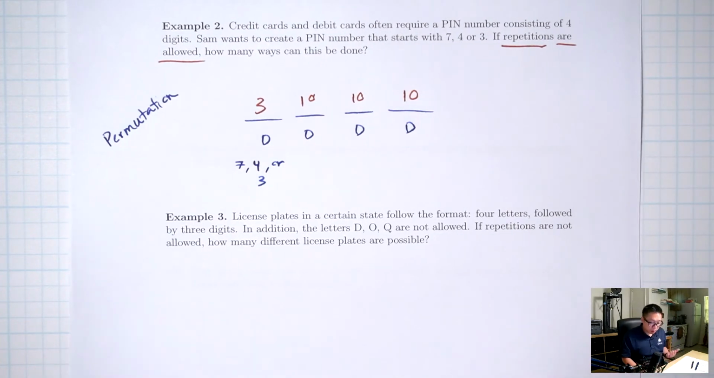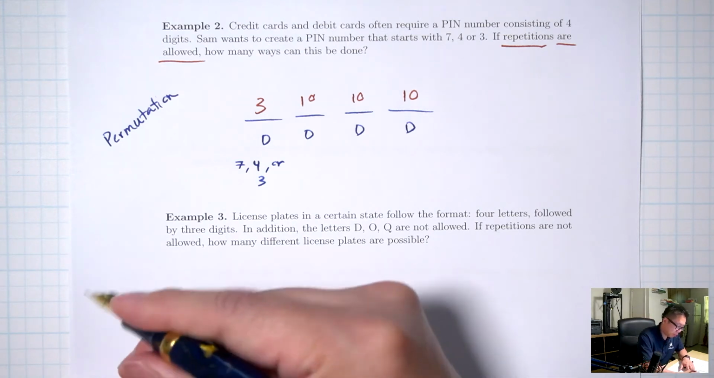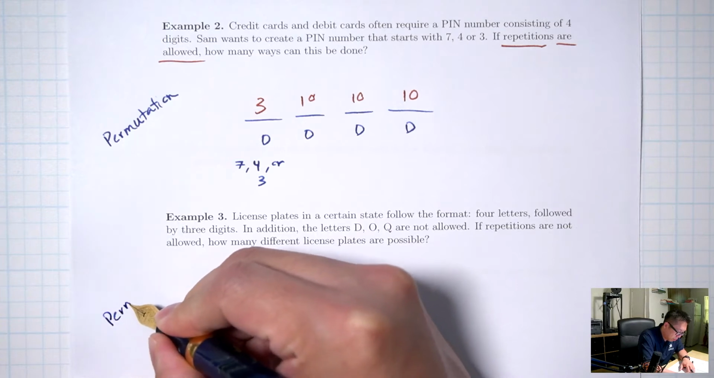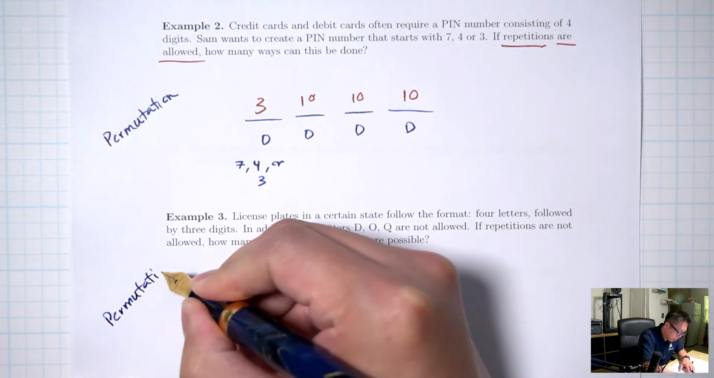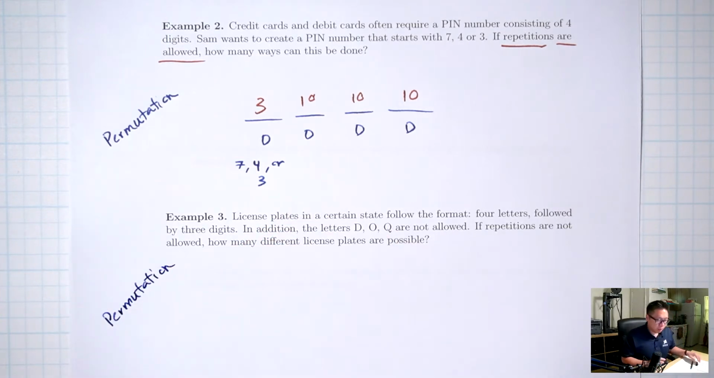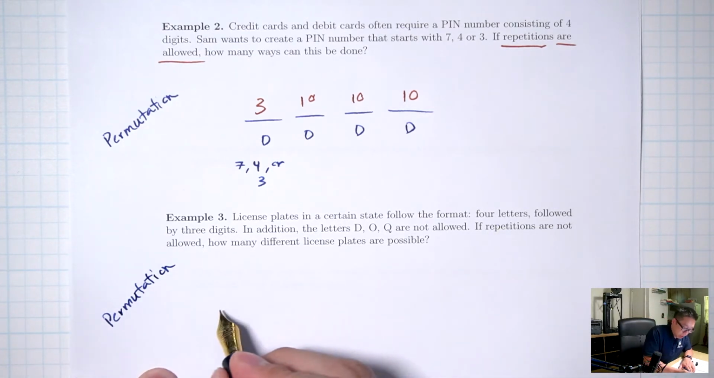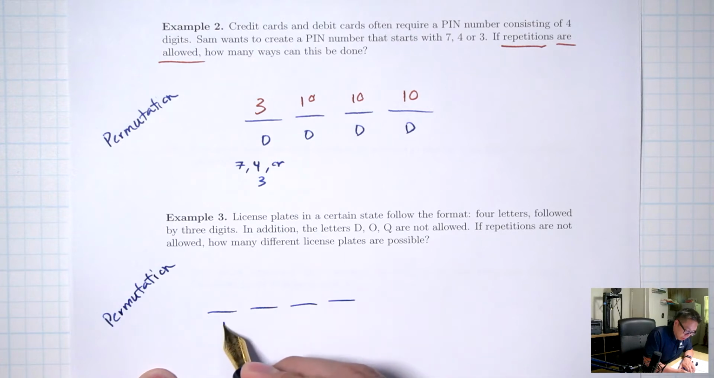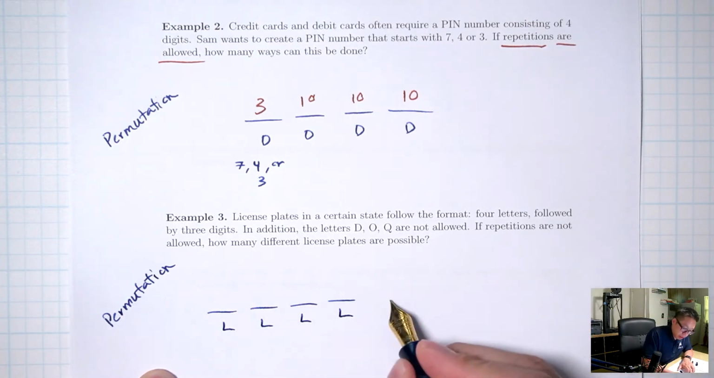Example 3. License plates in a certain state follow the format 4 letters followed by 4 digits. Right off the bat, license plates is one that we've seen multiple times. This is a regular permutation. Okay, first figure out how many blanks you need. 4 letters. Letter, letter, letter, letter. Followed by 3 digits.